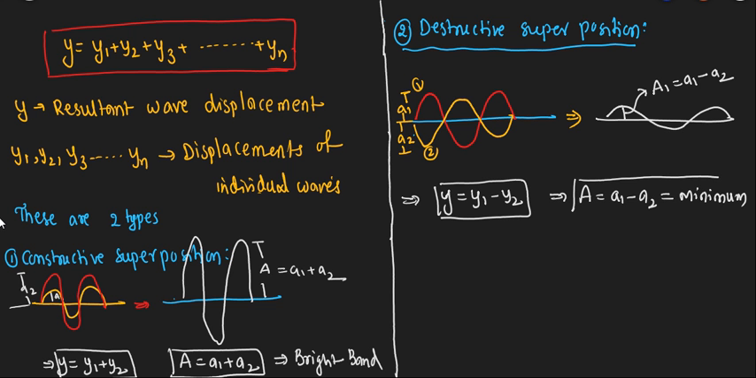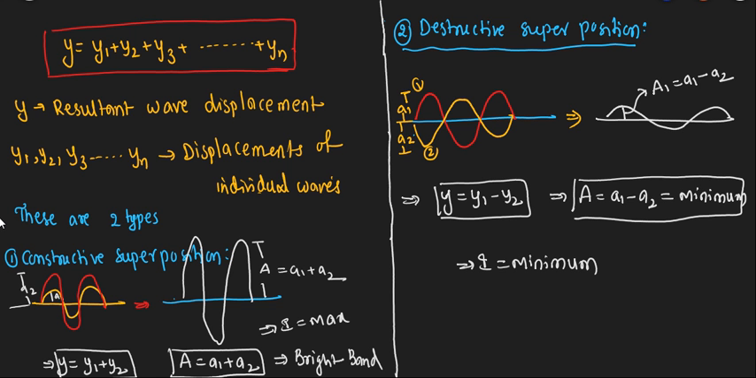In the previous case, amplitude is maximum and intensity is maximum. Here intensity is minimum. Okay, why? Because intensity is proportional to the square of amplitude.